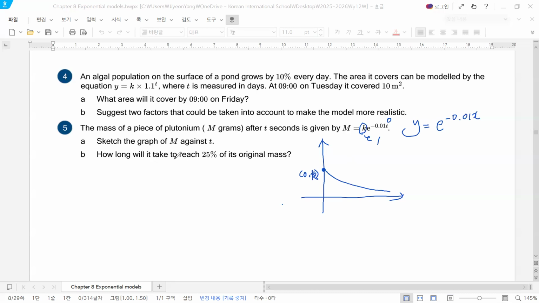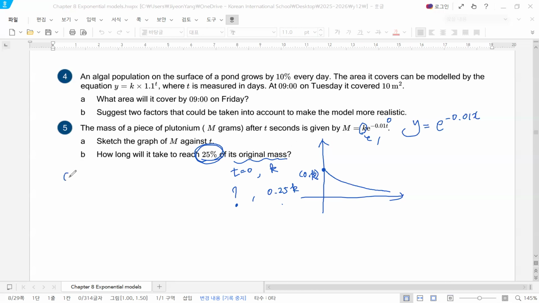How long will it take to reach 25% of its original mass? So what is the original mass? The initial value, right? The mass when t equals 0, which is k. Then 25% of its original mass means 0.25k. Then we need to find t. Do you understand? Okay.